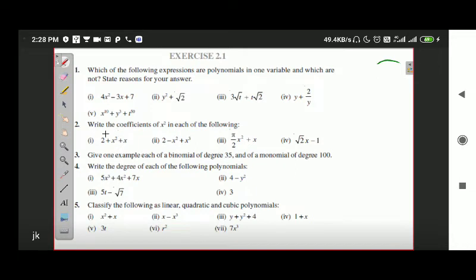Question number two is write the coefficients of x square. We have to write down the value of the constant that is being multiplied with x square. So for the first part, we will have x square. It is multiplied with 1. For the second part, this is minus x square. That means it is multiplied by minus 1. For the third part, it is being multiplied by pi by 2. And the fourth part, x square. There is no term of x square. That means it is being multiplied by 0.